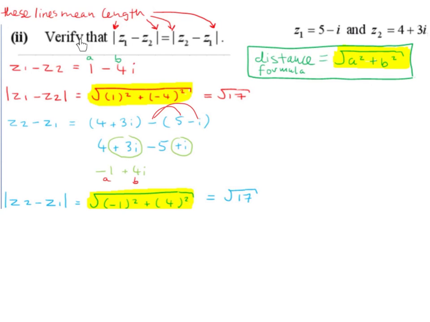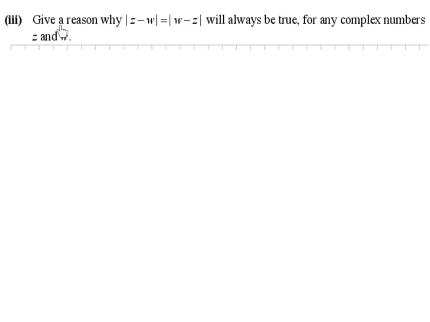So we have verified that the modulus of z1 minus z2 is equal to the modulus of z2 minus z1, because we got root 17 and root 17. Part 3: give a reason why the modulus of z minus w is equal to the modulus of w minus z will always be true for any complex numbers z and w.